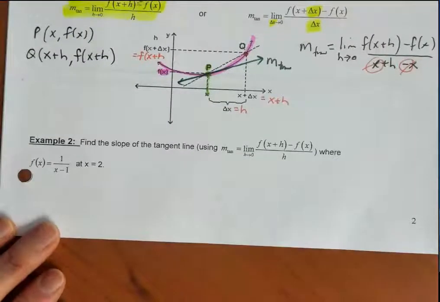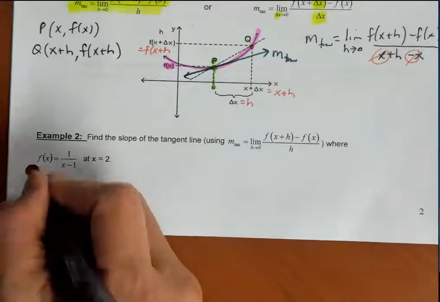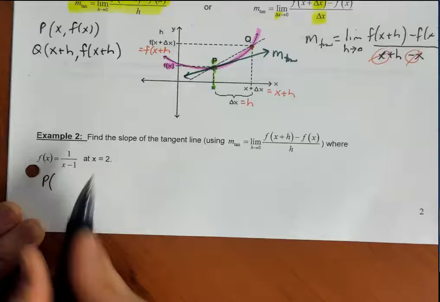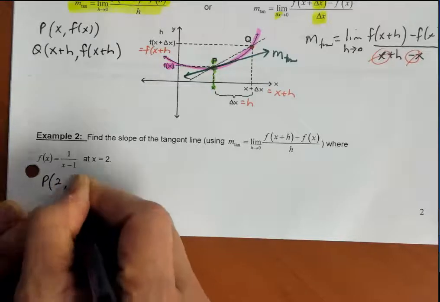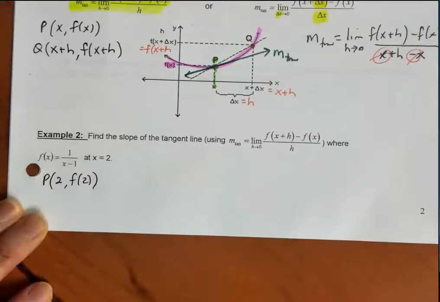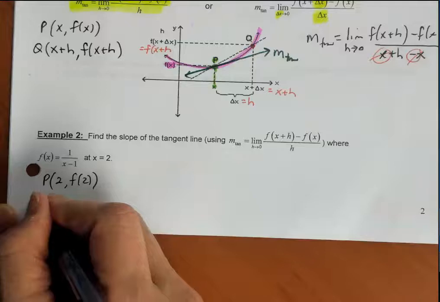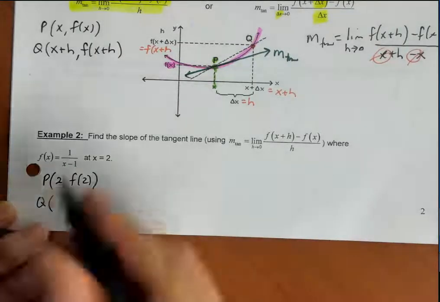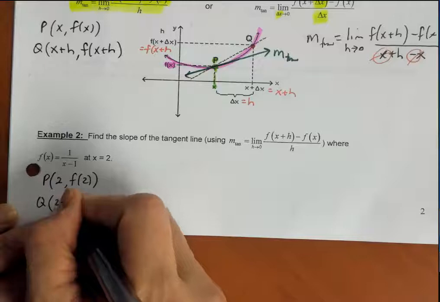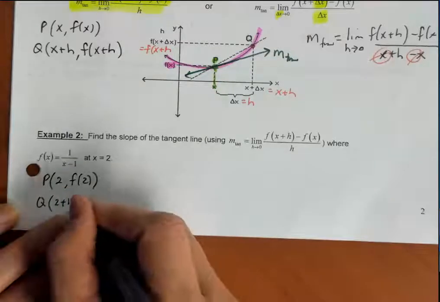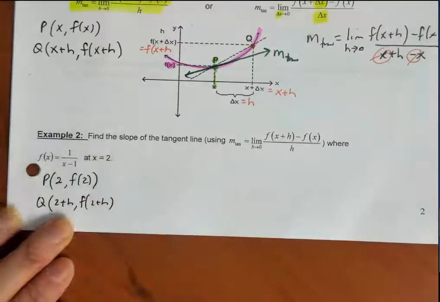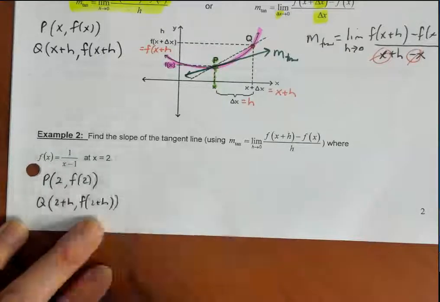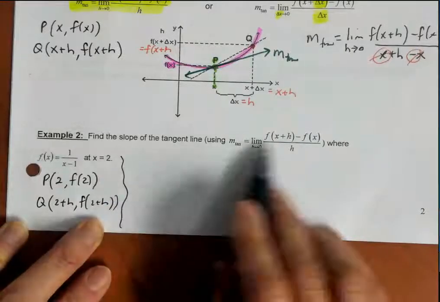So let's start off with our 2 points. Our first point is our P point, which is our given x value, so that's going to be 2, f of 2. And then our Q point, this time we're going to look at from 2, and you're going a little distance away, and so we represent that by 2 plus h, comma, f of 2 plus h. Okay, so that's going to be our main set. So you always need to write out your P and your Q. And then I'm going to set up using this equation here.